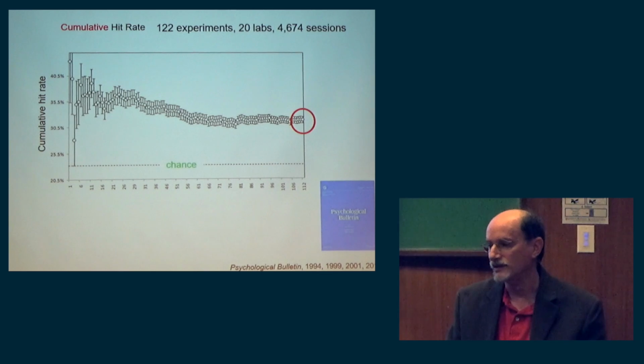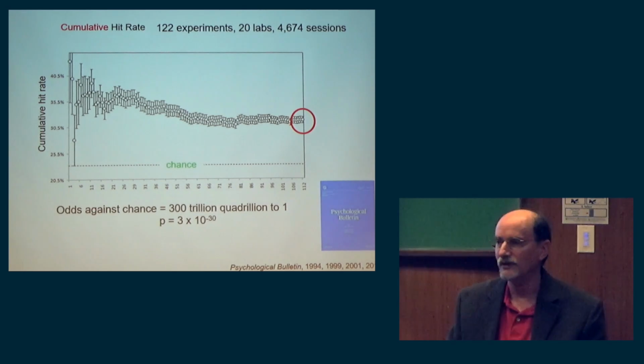You do the statistics on the likelihood of being at 32%, where chance is 25%. The answer is odds against chance of 300 trillion quadrillion to 1, or 10 to the minus 30th. So this has been discussed many times in one of the top academic psychology journals, Psychological Bulletin. And so if any academic psychologist says that there's no evidence for any kind of psychic phenomena, it means that they're not reading their own journals.